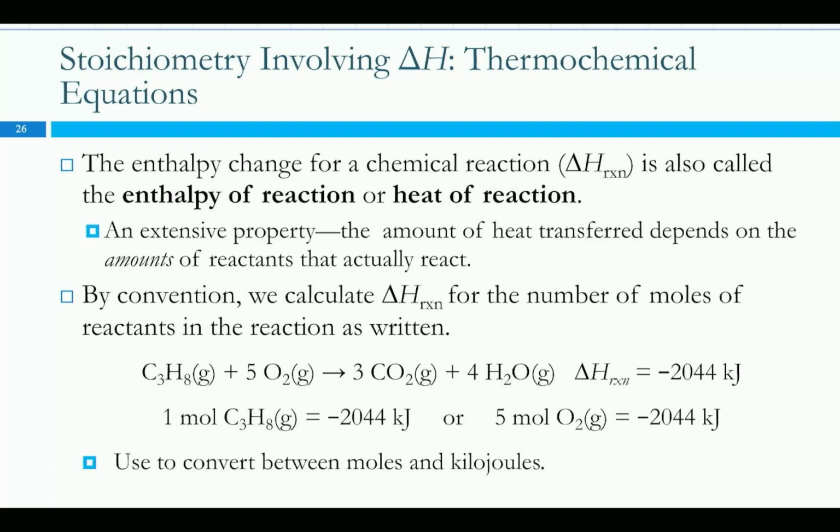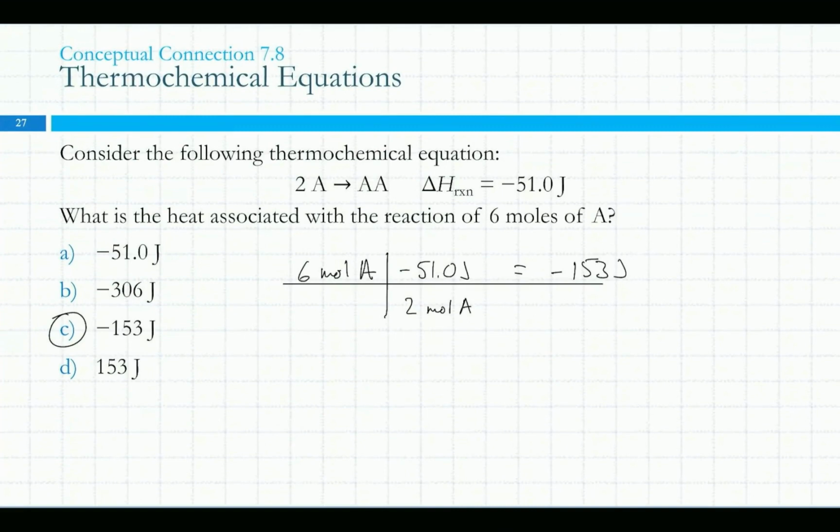For those stoichiometric quantities, again, we could use this delta H and create a sort of mole ratio, like we did when converting from maybe moles of oxygen to moles of CO2, or propane to water. So this is a simplified version of that, where you had this fake equation, but 2 moles of A would give us 1 mole of AA. In that reaction, we produce negative 51.0 joules of heat. And so the question is, how much heat would be associated with the reaction of 6 moles?